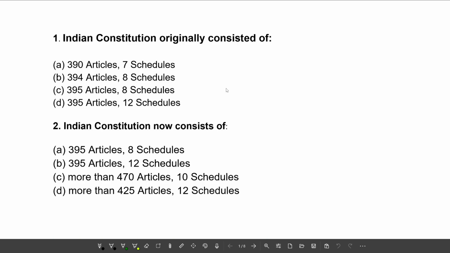Our first question is: Indian Constitution originally consisted of option A, 390 articles, 7 schedules; option B, 394 articles, 8 schedules; option C, 395 articles, 8 schedules; option D, 395 articles, 12 schedules. So the correct option will be option C, 395 articles and 8 schedules.